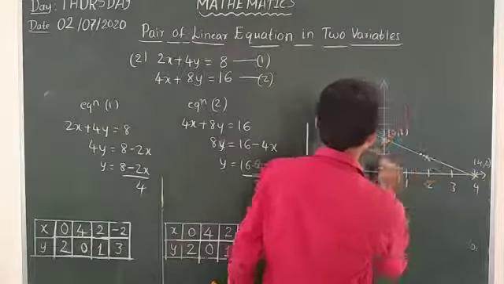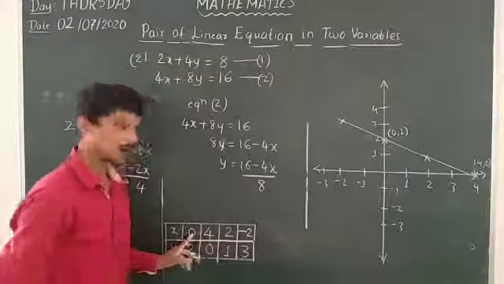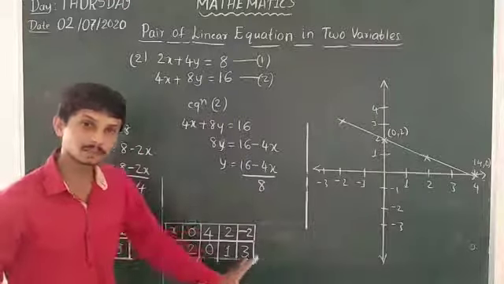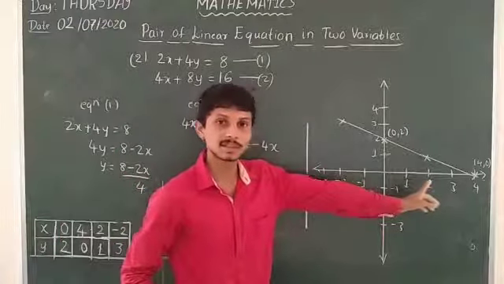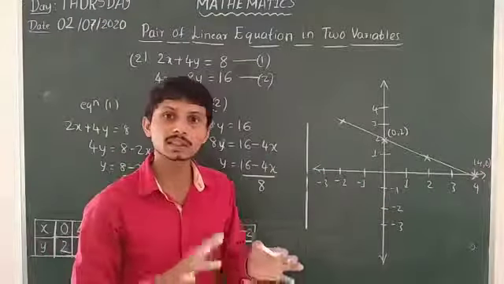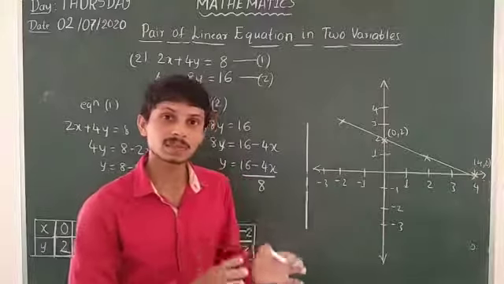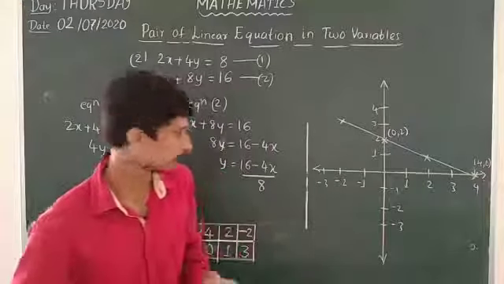So this is the straight line. If we plot the geometrical representation of this equation also, it will lie on the same straight line. So that means the two straight lines lie on the same line. So that means this pair of linear equations in two variables has infinitely many solutions.